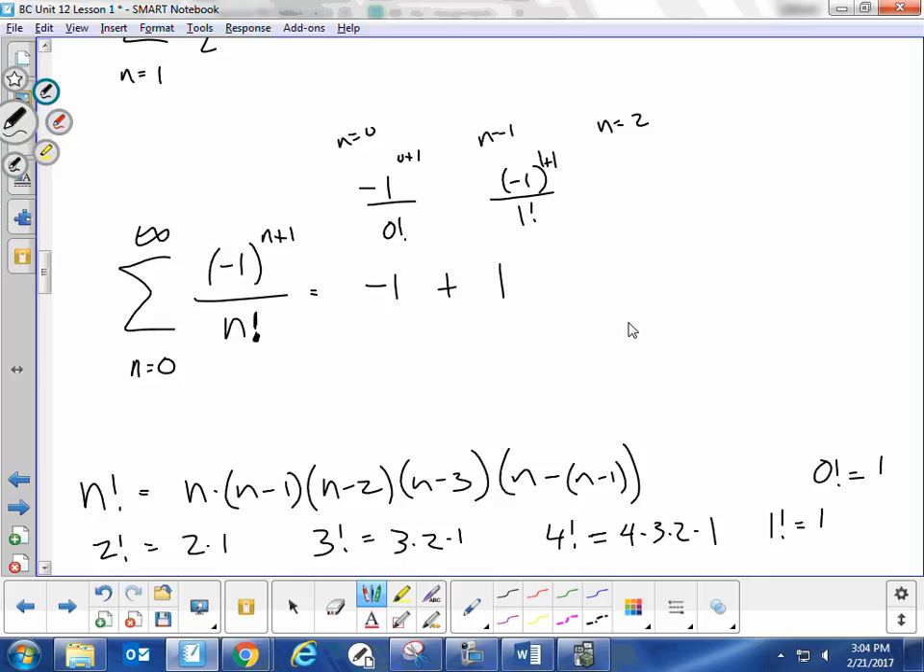And then we go to n is 2. Well, it would be negative 1 to the 2 plus 1, which is 3, over 2 factorial. Negative 1 cubed would retain its sign, so we'd actually be subtracting, and 1 over 2 factorial is just 1 over 2. Let's do another one. n is equal to 3. It'd be negative 1 to the 3 plus 1 over 3 factorial. 3 plus 1 is 4. Negative 1 to the 4th power ends up moving it back to a positive. 3 factorial is 6.